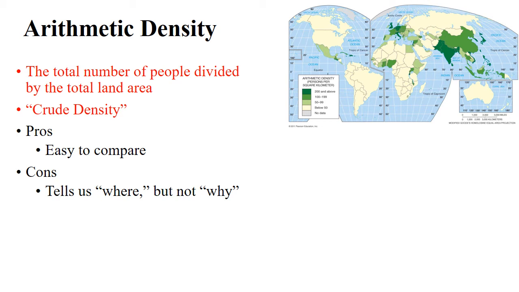Arithmetic density gives us kind of a where the people of the earth are, right? But it doesn't really reflect why they might be concentrated in certain areas. It doesn't tell us a lot about what areas will continue to grow or might be straining their resources or approaching their carrying capacity or overpopulation. So in that sense, it is crude.